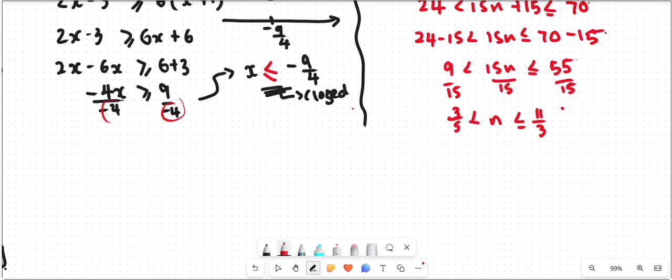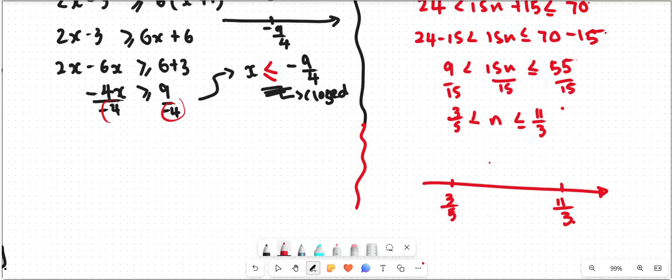But if we were to draw this again, let's plot it on a number line. There's my number line. The 3 over 5 would obviously be this side, it's smaller. The 11 over 3 would be this side, it's bigger. Then this side would be an open circle because, look at it, it does not have the equals to sign. And if I read it, n is greater than it, so it's going this side. This side, I'd have a closed circle, and it arrows that side.